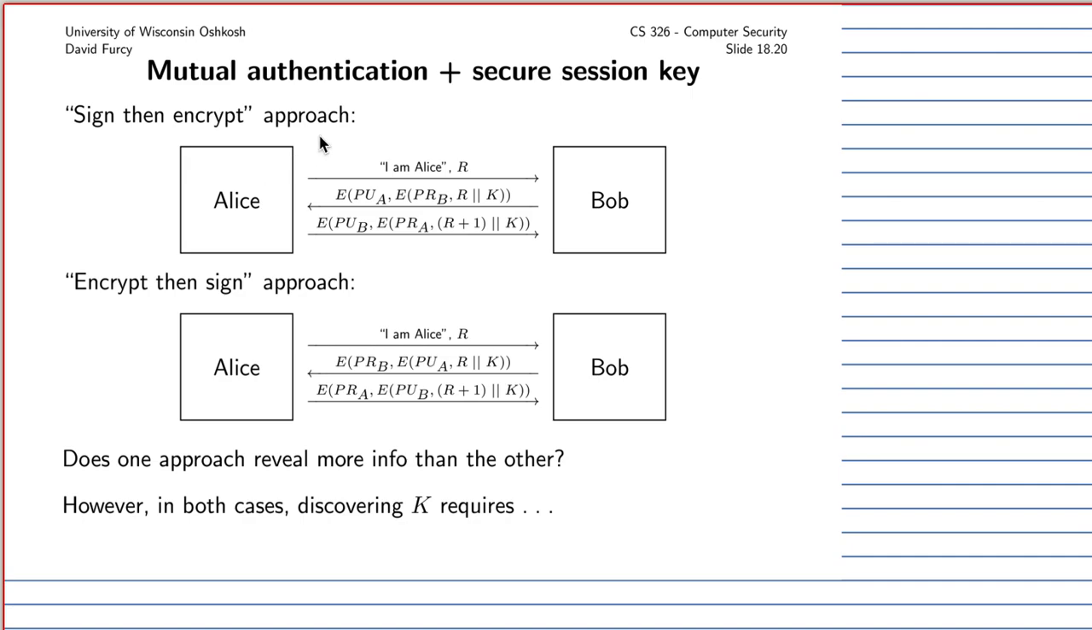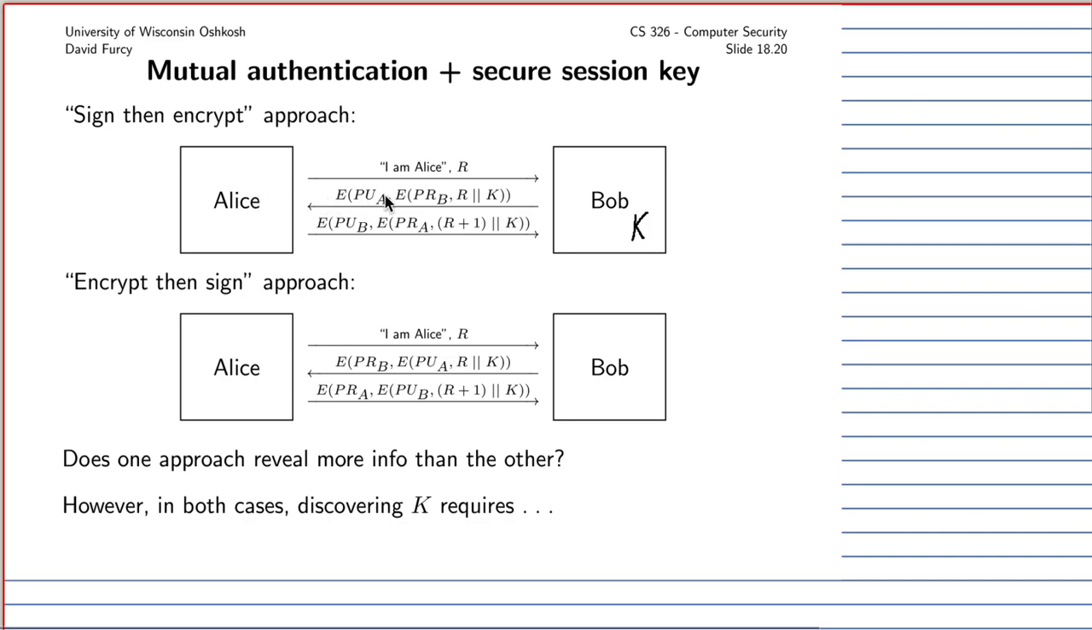Alice is going to generate a nonce. She's going to send that over to Bob together with her identification information. Bob is going to receive that nonce. He's going to generate a random key K and concatenate the two. Here he will sign first, which means encrypting with his own private key, and then he will encrypt the whole thing using the public key of Alice. So Alice will receive this signed and encrypted message.